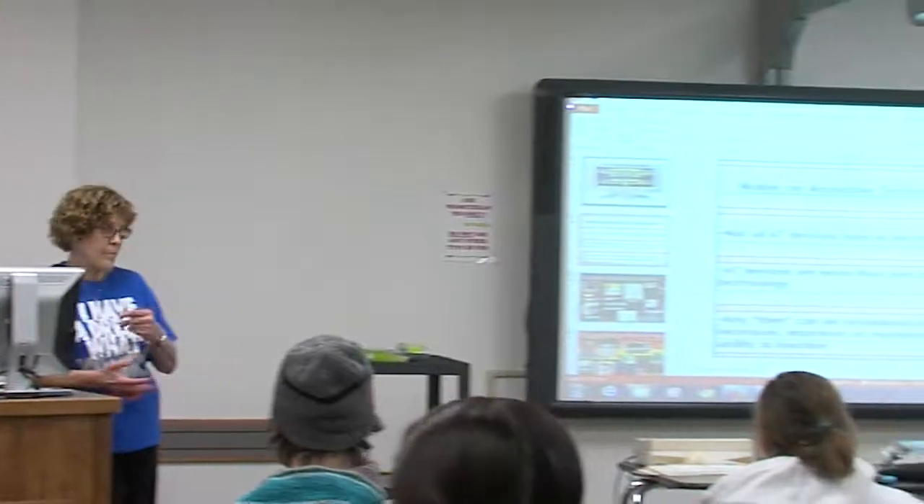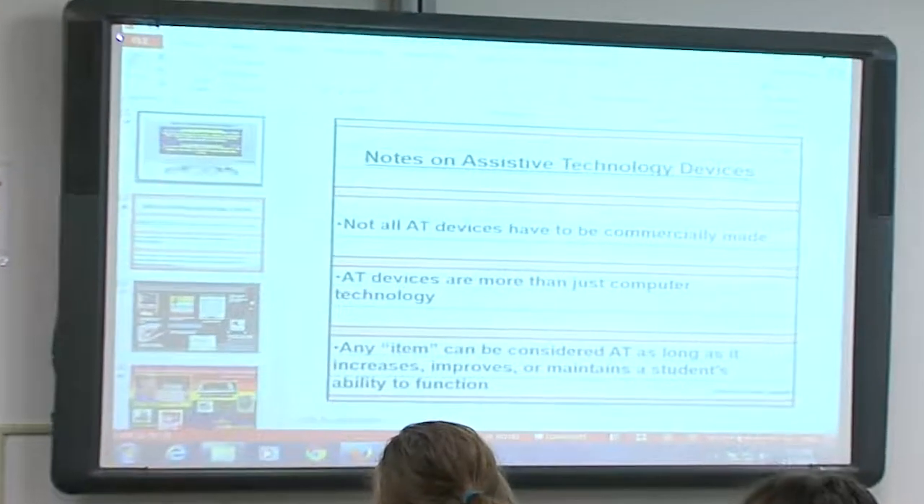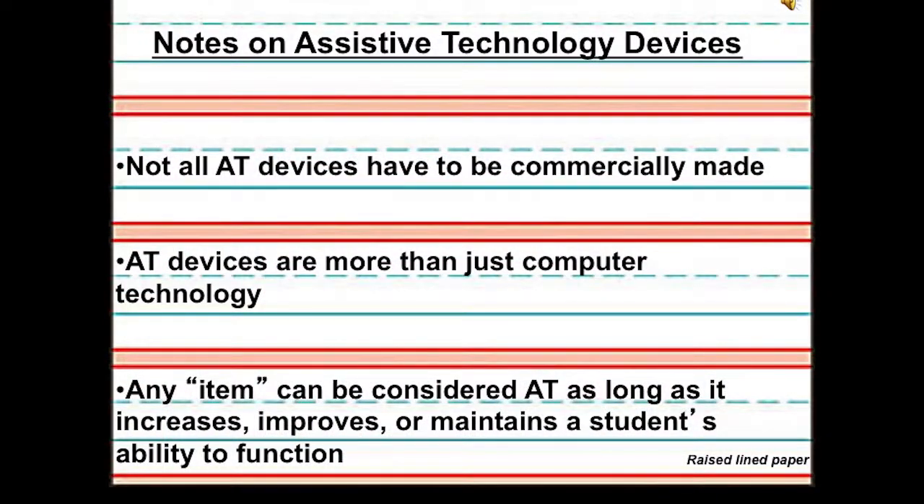Okay. Just some information that you should know about assistive technology. Not all assistive technology is a commercially made piece of equipment. Assistive technology historically has been pretty expensive. Okay? But let me show you a piece of assistive technology that's not expensive, and it wasn't created to buy and spend $50 on to use for a student.